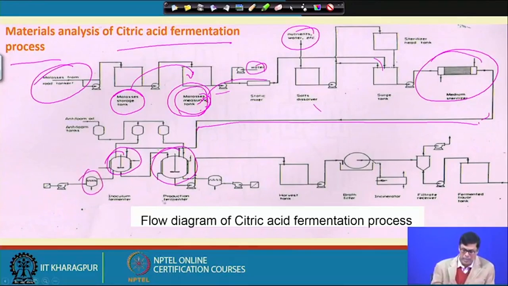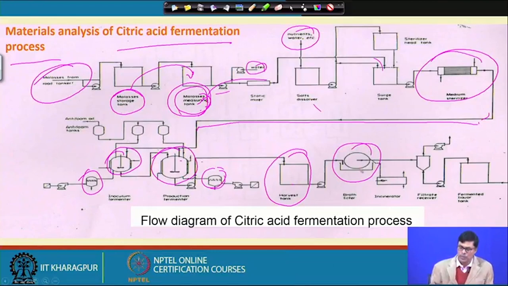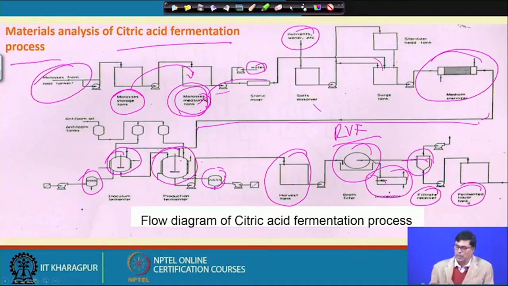And this is the air sterilizer. I told you the capacity of the air sterilizer is 10 times higher for the production fermenter as compared to the inoculum vessel. After the fermentation is over, you take the harvesting tank, which also contains the cell mass. First you have to remove the cell mass with the help of a rotary vacuum filter, RVF. Then we get the solid cell material, which we can burn to get energy, and the liquid material we store as the filtered reservoir. Then we pass it through the purification unit for purification of the product.